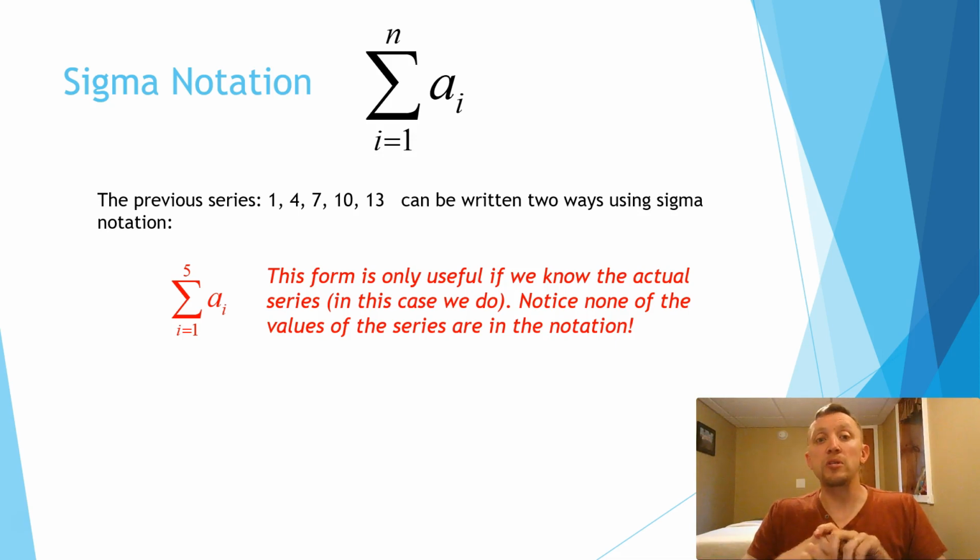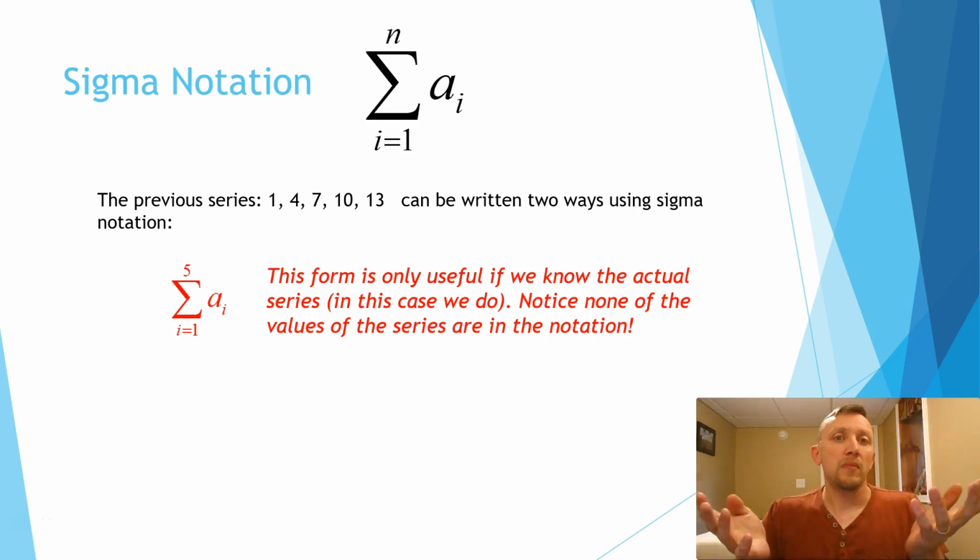But notice none of the values of the series are in this notation. So if I didn't know those 5 numbers, using it in this way is not going to help me at all. Because I don't know what the first term is. I don't know what the second term is if I didn't see the list in front of me.